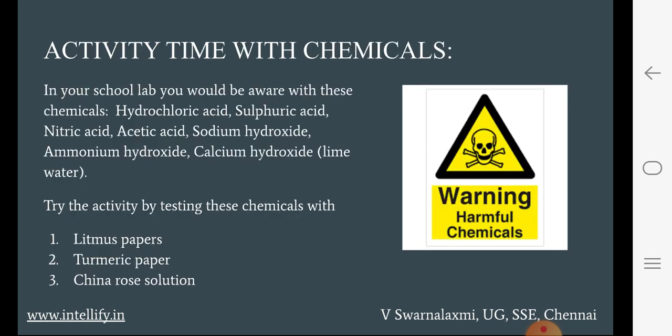Now it's another activity time. Hashtag activity time, but this time with chemicals. You could be seeing the skull over there.